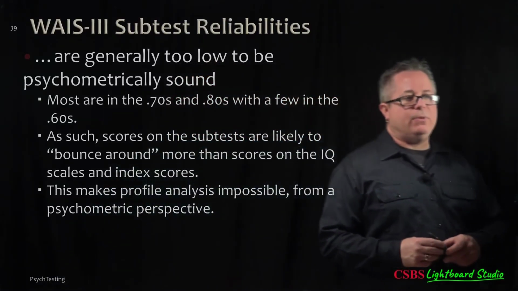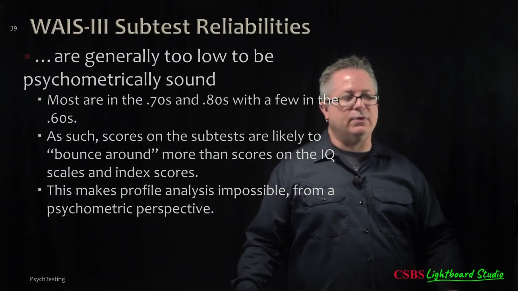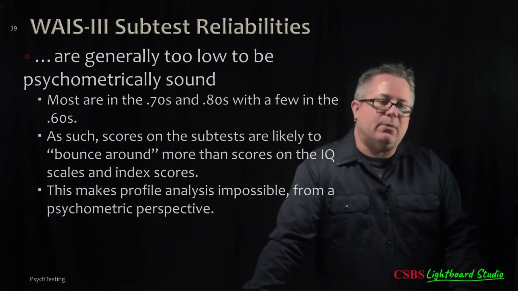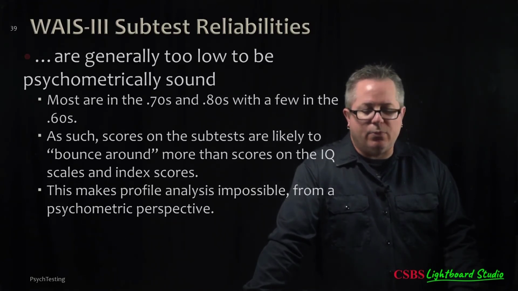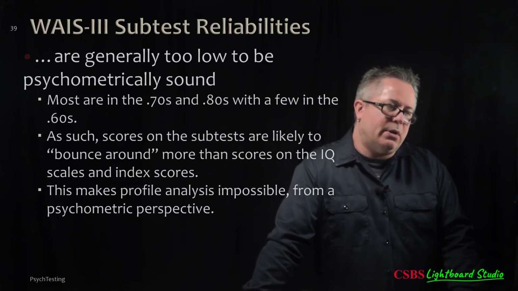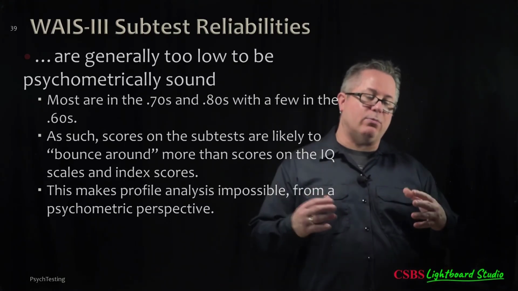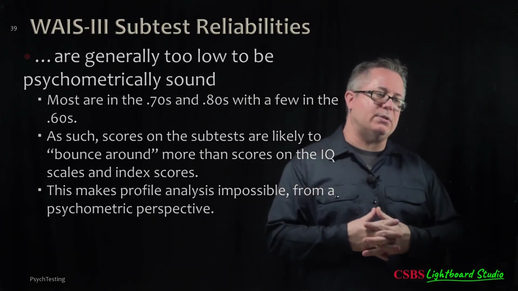The subtest reliabilities are generally too low to be psychometrically sound, which is weird. There are all these subtests, and when you put them all together, they seem to represent a reliable construct, but on their own, not so much. Most of them are in the 0.7s and 0.8s, with a few in the 0.6s. As such, scores on the subtests are likely to bounce around more than on the IQ scales and index scales. Again, the more items and more things being combined together to give you the verbal or performance scales, the more it adds to the consistency a little bit.